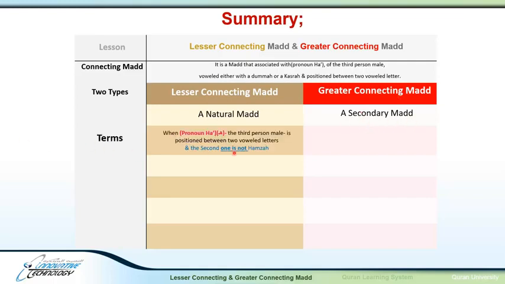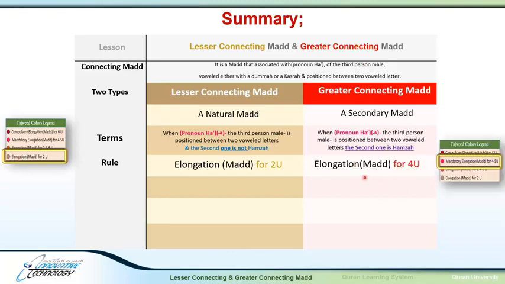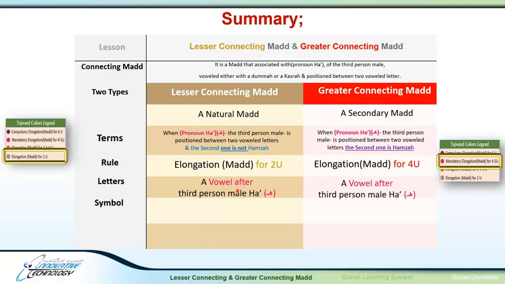The condition for the med to become lesser connecting is that the pronoun ha should not be followed by a hamza. The opposite holds true for defining the greater connecting med, where the pronoun ha الضمير الغائب is followed by a hamza. The hukum, the tajweed rule for lesser connecting, is elongation for 2 units, while it is 4 units in the case of greater connecting, and thus is given the bright red color. The letters are waw and ya vowels, transcribed in small size, coming after a third person male ha الضمير الغائب, and this applies for both cases, the lesser connecting and the greater connecting.